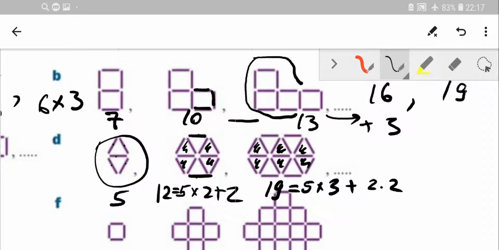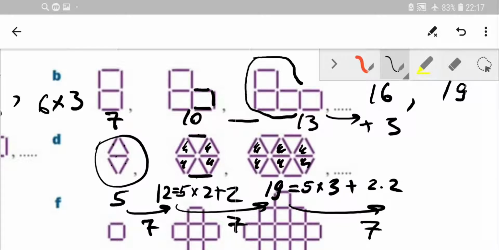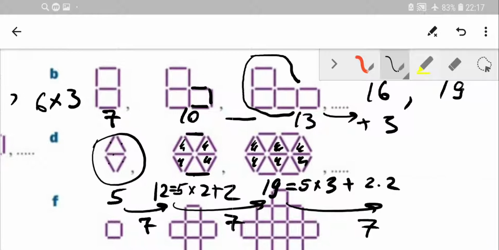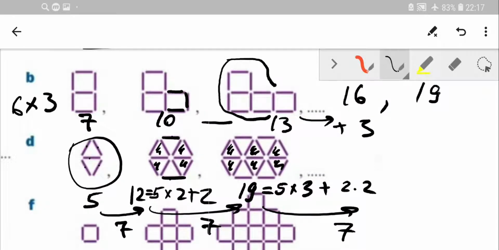So let's see what we have. 5, 12, 19. Can we figure out probably the difference? So it looks like 5, 12, so 7, so 2. Well, we have 7 again. Okay, so here it is pretty easy to draw the next pattern. So we just draw the basic shape, right?